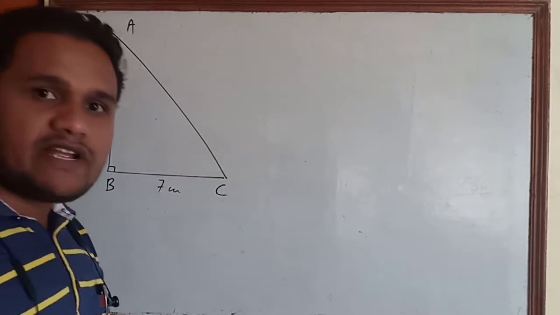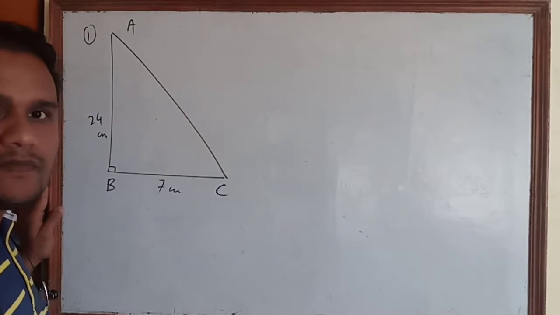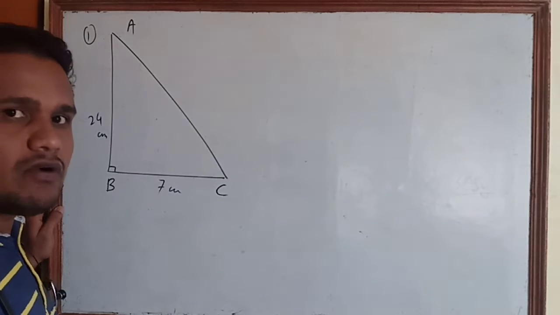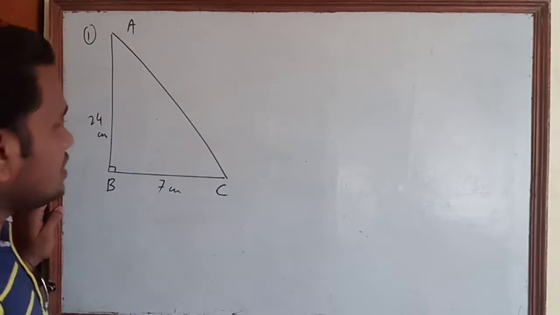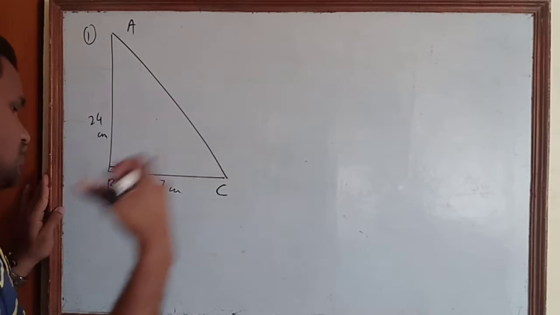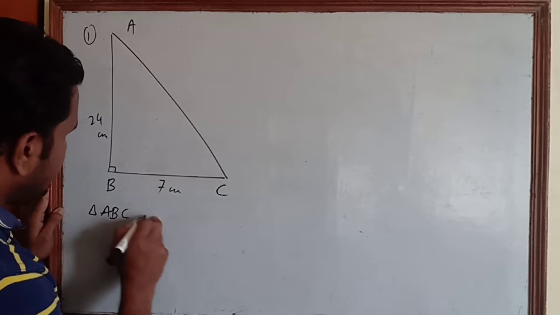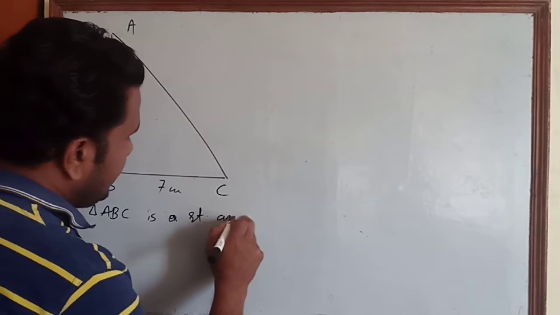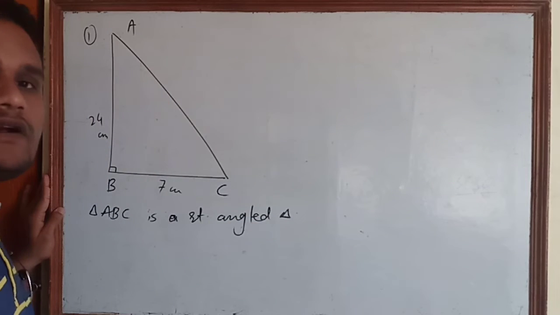Okay, as you can see here we have given a right angle triangle. In this right angle triangle we have given two sides. Now obviously we know how to find the third side. Third side is nothing but the hypotenuse. So first of all we will say that triangle ABC is a right angled triangle.